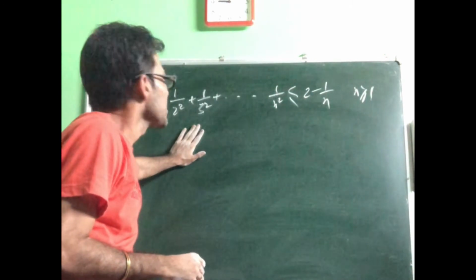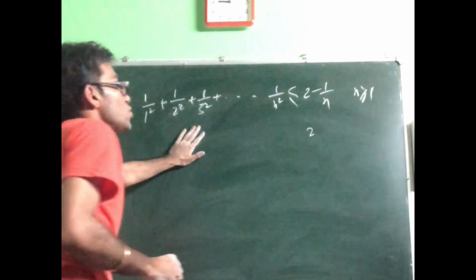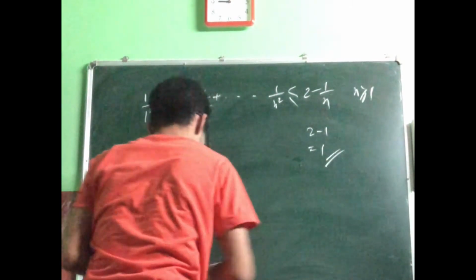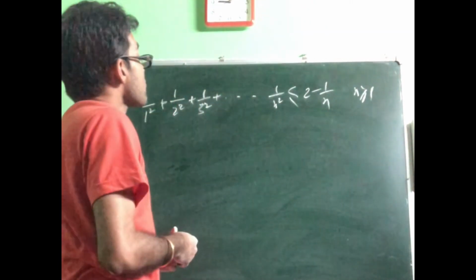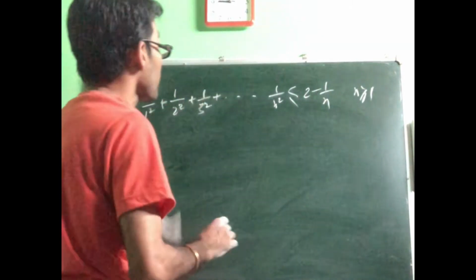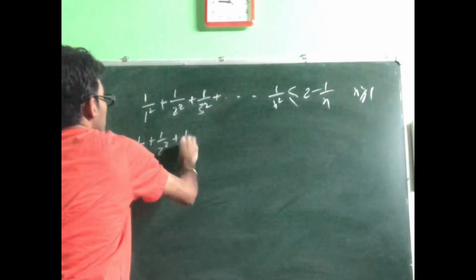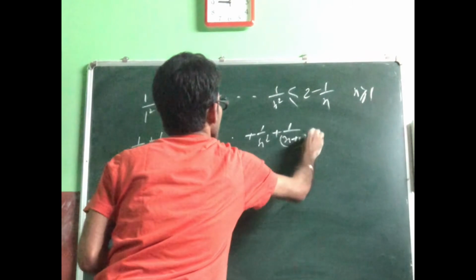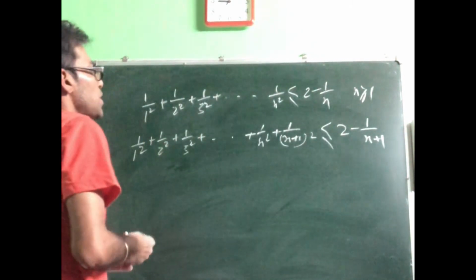So the base case, n equal to 1. If n equal to 1, this becomes 2 minus 1, which is 1, and this becomes 1. So correct, the base case is true. I assume that the statement holds true for n equal to n using the induction hypothesis, and I need to prove that the statement holds true for n equal to n plus 1. So what I am required to prove is: this plus this plus this plus 1 by n squared plus 1 by n plus 1 whole square is less than or equal to 2 minus 1 by n plus 1. This is what I am required to prove.